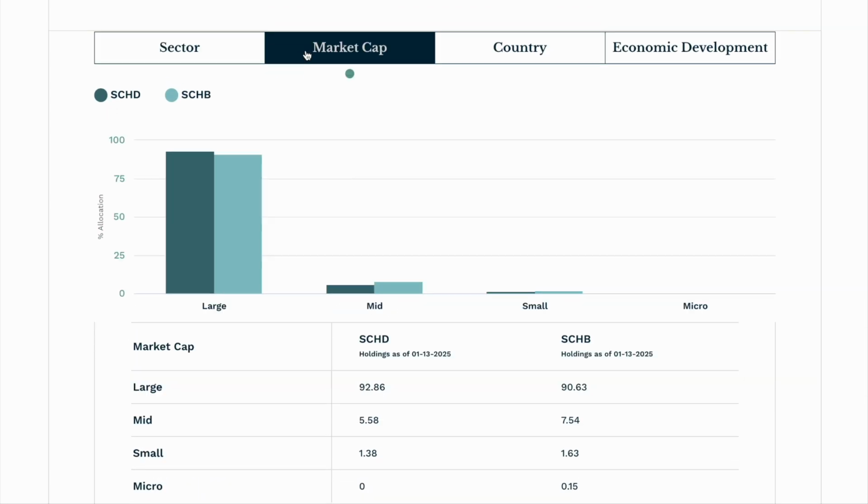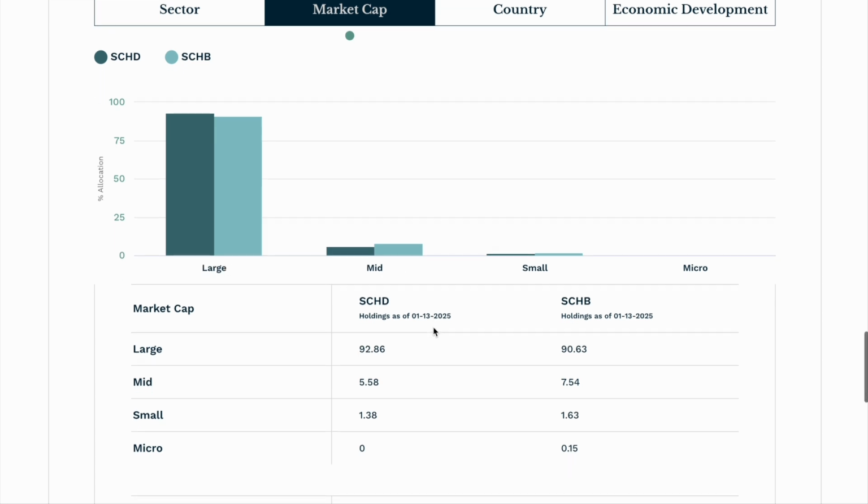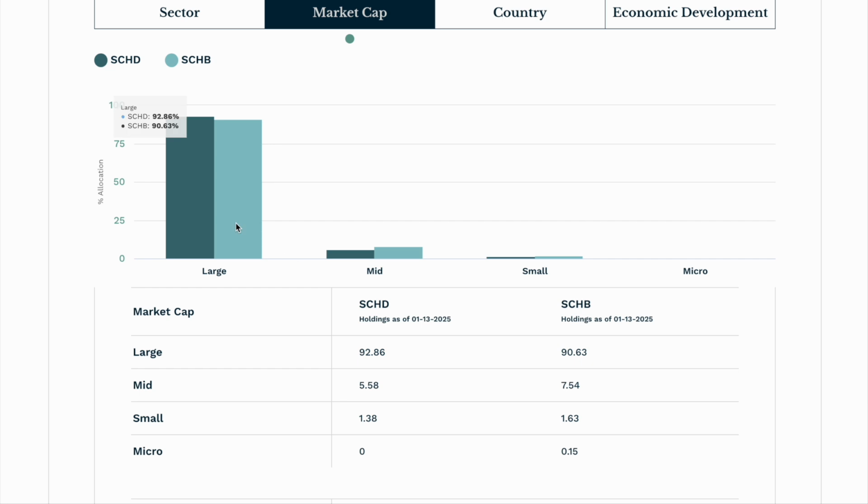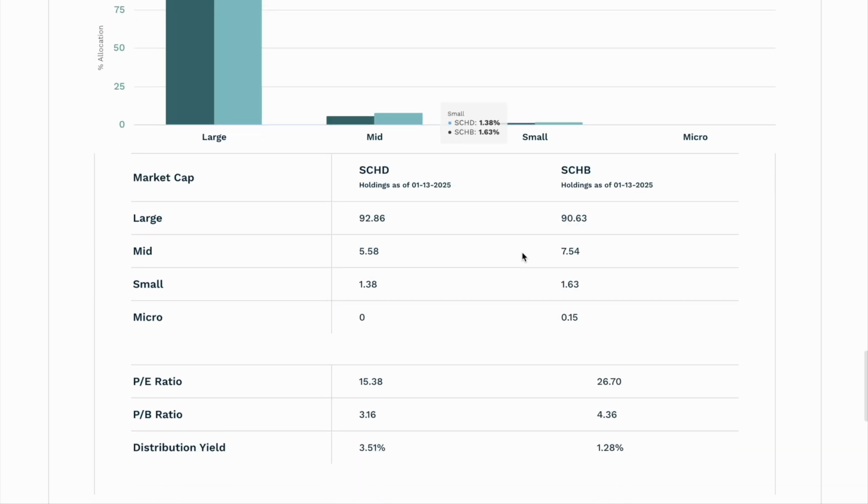Also, the next thing you want to look at is market cap. Are these ETFs invested more in large cap, mid cap, or small? As you can see here, very similar. SCHD 92.86% is large cap. SCHB is 90% large cap. So there isn't much difference there. They are investing in large cap companies. So that is a good thing to see here.